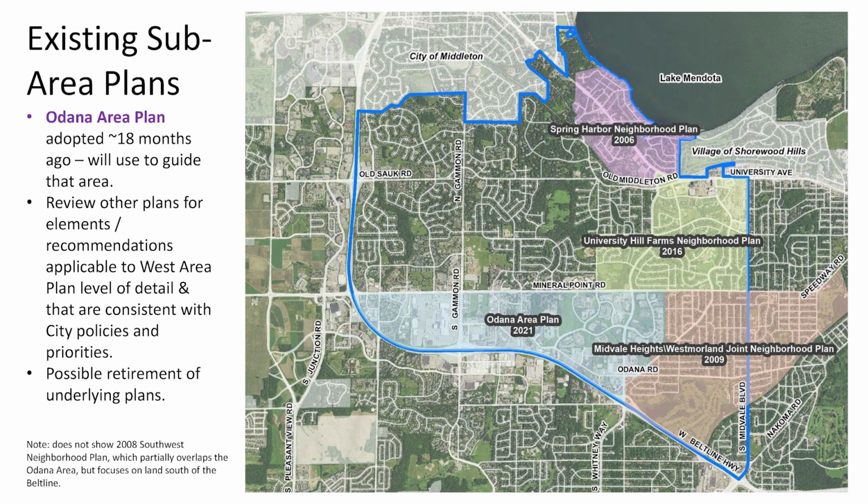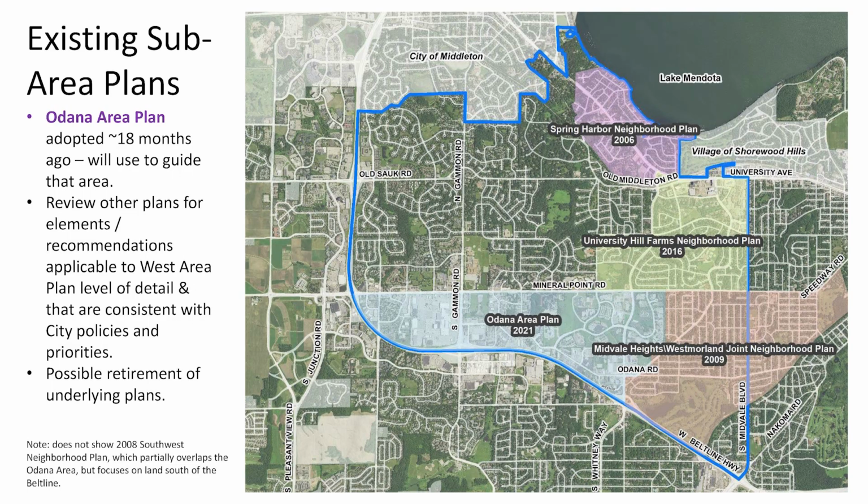And so, as I mentioned before, we're going to be reviewing these other plans for strategies, elements, and recommendations that are applicable to this West Area Plan in terms of the level of detail and are consistent with more recently adopted city policies and priorities. And depending on that review, it's possible that 1 or 2 of these may be retired. It's possible that none of them are retired, and some strategies get aggregated up into the West Area Plan. But that's a review that we're going to be undertaking as part of this process, and doing some additional analysis on as we dig into those previously adopted plans.